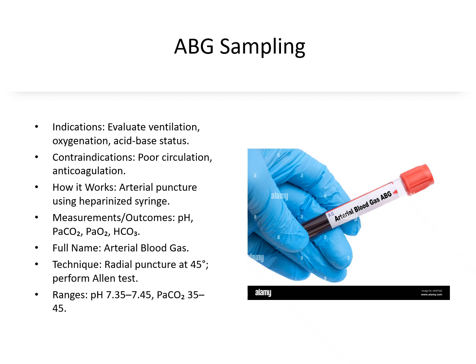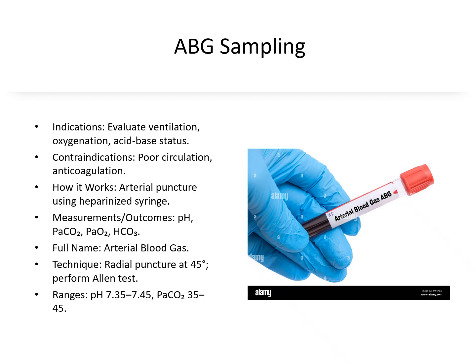This slide is about arterial blood gas sampling. It's indicated when we need to evaluate ventilation, oxygenation, or acid-base status. Contraindications include poor circulation or patients with a high bleeding risk. ABGs work by drawing arterial blood with a heparinized syringe. Measurements include the pH, the PaCO2, the PaO2, and the bicarbonate.